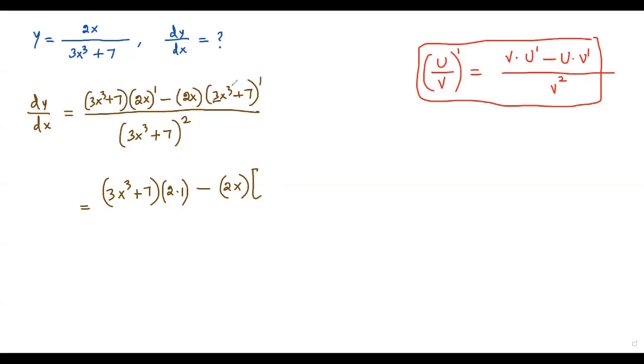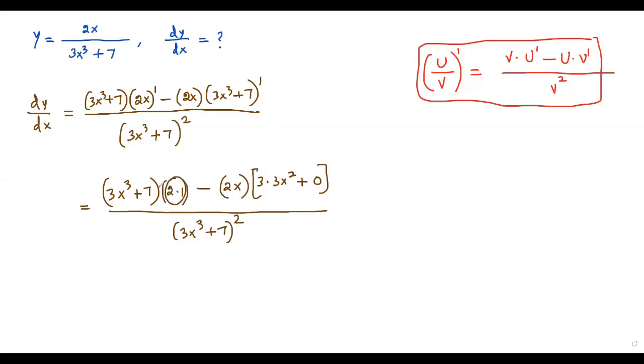Here 3 is a constant multiplied by the variable, so I keep the constant as it is. To find the derivative of x cubed, it's very simple. We just use the power rule of derivative. We bring the 3 in front of the variable and subtract 1 from the exponent 3, then it becomes 3x squared. So the derivative of x cubed is 3x squared, and I keep the constant as it is. And what is the derivative of the constant 7? Whenever we find the derivative of a constant with respect to any variable, it becomes 0. All over 3x cubed plus 7 the whole squared.